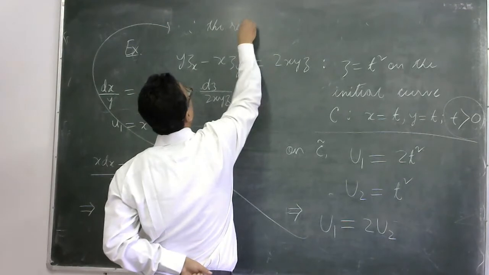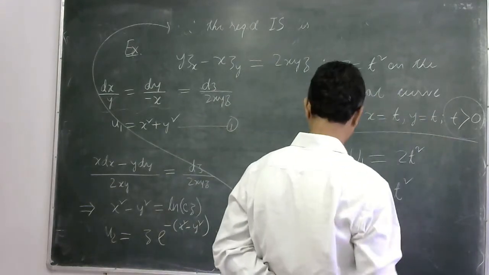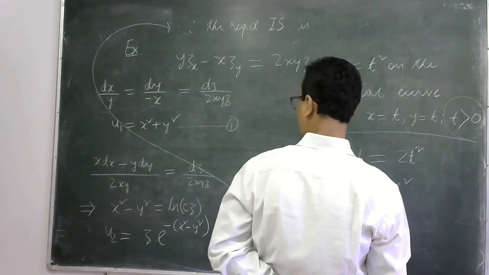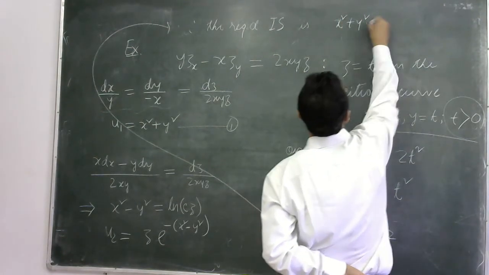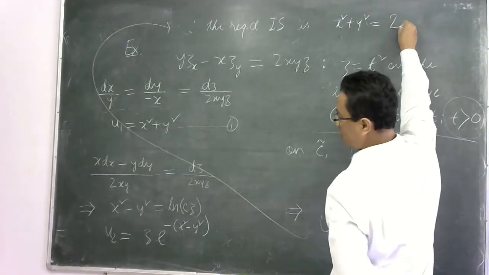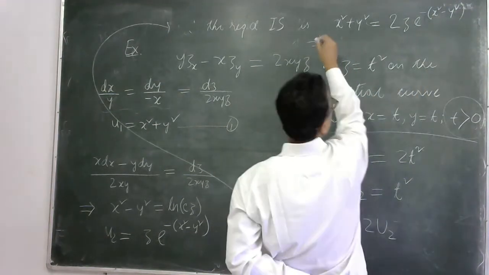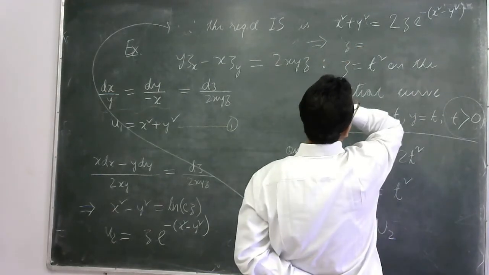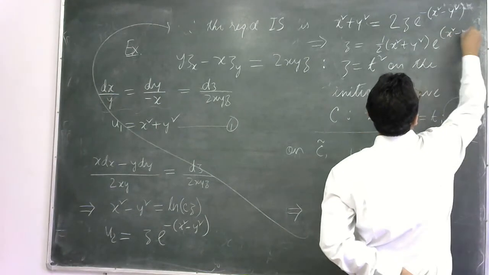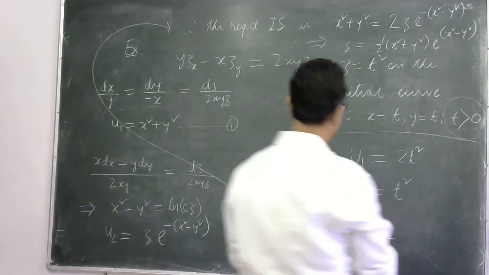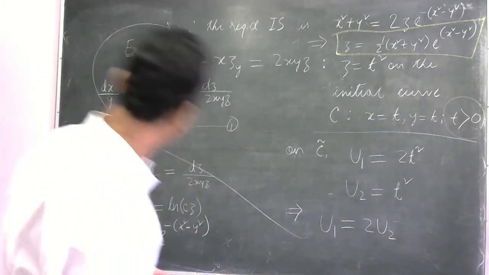Therefore the required integral surface or solution surface is, don't worry about it, you eventually arrive at this. So u1 was x squared plus y squared, equal to 2z e to the power minus (x squared minus y squared), and this is going to give you z equal to half (x squared plus y squared) e to the power (x squared minus y squared). Okay, fine. This is the required surface.